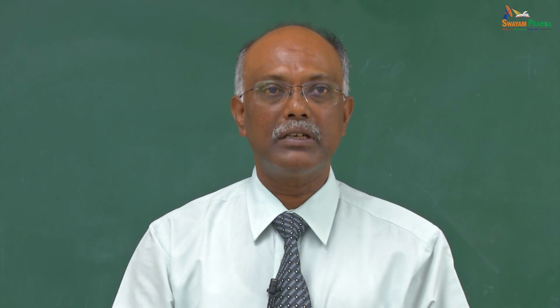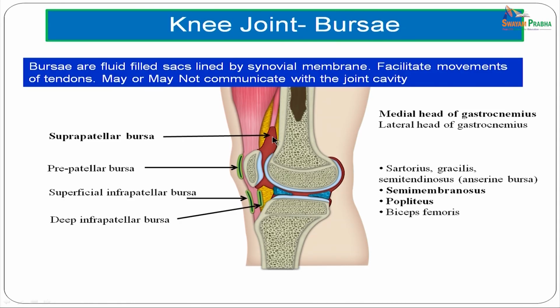If you look at this particular picture, this is the suprapatellar bursa, which is an upward extension of the joint cavity. The suprapatellar bursa is in communication with the main joint cavity. In front of the patella is a small bursa which is called the prepatellar bursa. Below the patella, this is the ligamentum patellae. There are two bursae related to the ligamentum patellae as we have seen in the earlier part of the lesson.